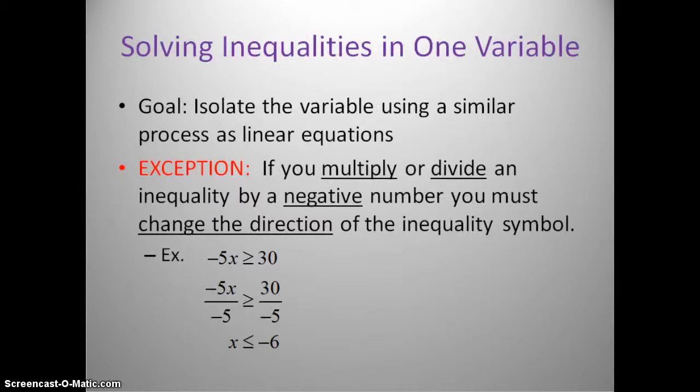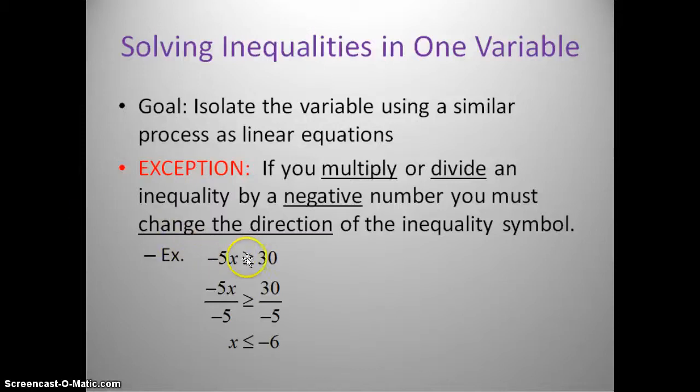Now when we're solving inequalities in one variable, our goal is the same as it was when we had equations. So we want to isolate the variable. We have the same addition property of equality where we can add or subtract to both sides, but the multiplication property changes a little bit, and this is our big exception. If you multiply or divide an inequality by a negative number, you must change the direction of the inequality symbol.